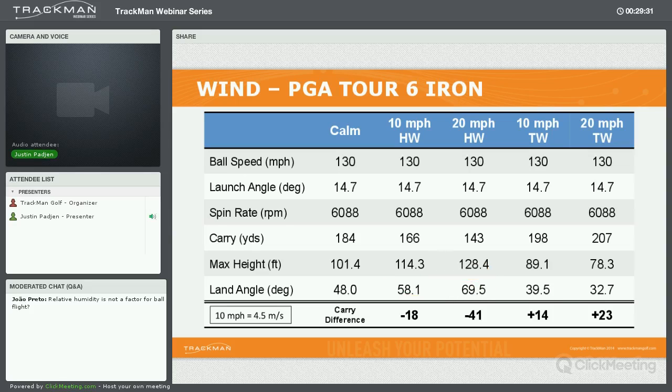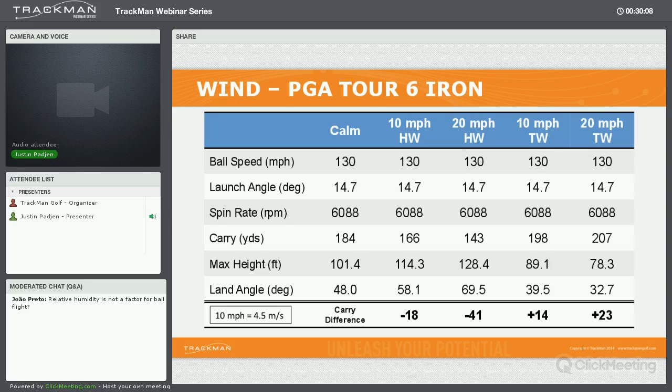Under a 10-mile-an-hour headwind, max height goes up to 114. Carry goes down from 184 to 166. I mean, that's a pretty dramatic difference right there. That's a distance loss of 18 yards into a 10-mile-an-hour headwind. Now, the one thing that I need to make clear here is that this is a constant 10-mile-an-hour headwind. This is saying that it's a 10-mile-an-hour headwind from the time the ball leaves until the time the ball hits the ground, which is maybe not what you feel.